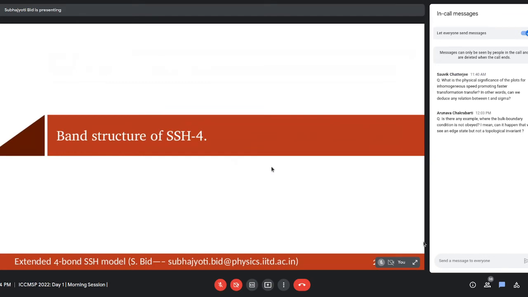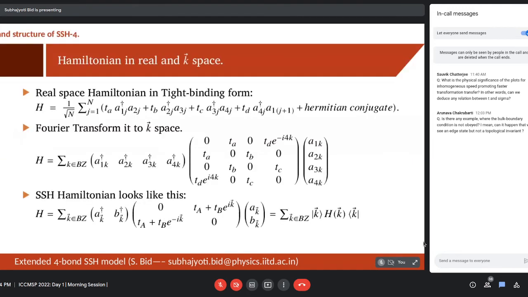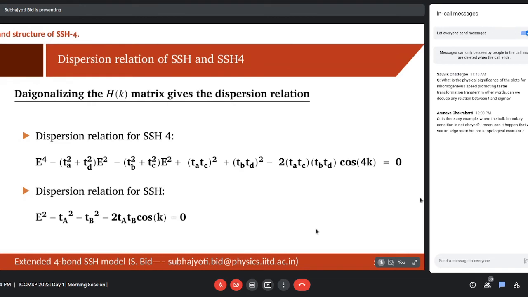So first, let's calculate the band structure of SSH4. In order to calculate the band structure of SSH4, I go on with that same process. I write the tight-binding Hamiltonian in real space. Then I do the Fourier transform to write the tight-binding Hamiltonian in k space. And to compare it, I kept this SSH Hamiltonian. This looks like this, 2 by 2, simple, but this is 4 by 4. And if I diagonalize this, it will have an E to the power 4, so that 4 bands arise ultimately. And the dispersion relation looks nasty. It looks like this, whereas the SSH dispersion looked like this, very simple.